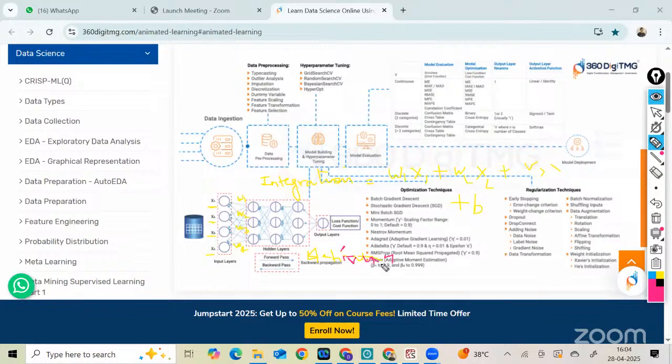Then there are data augmentation techniques. We can have different data augmentations like translation, rotation, scaling, and flipping, enhancing the model robustness and generalization of the model.